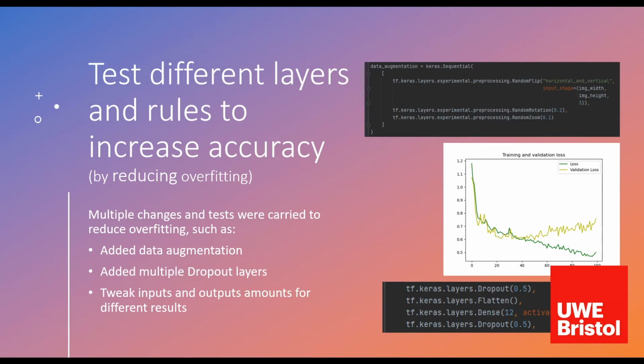So really giving a lot of different types of data to the network in the learning phase, so that it can learn all the different ways to identify these Pokemon that I'm using. I also added multiple dropout layers, which is kind of like adding noise to the images, removing half of the nodes between layers, and then basically tweaking input and output amounts for the different layers to see what's happening.